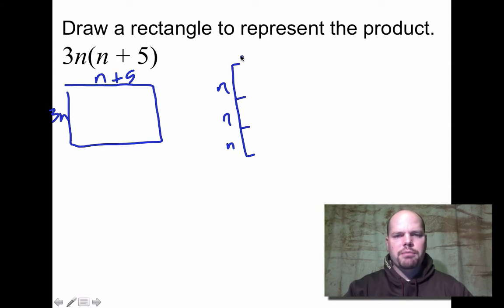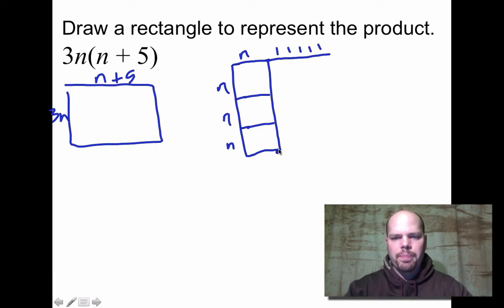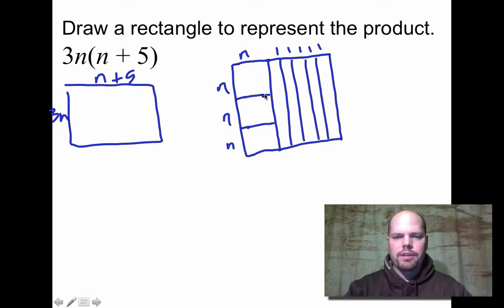Now the other side is going to be n plus 5. So let's try to make this square if I can. Okay, so that's n. Now we need 5 ones. So we could put a 5 here, or we could do 5 individual distances of 1. Okay, so I got 1, 2, 3, 4, and 5. Now extend this all the way across here as best as you can.